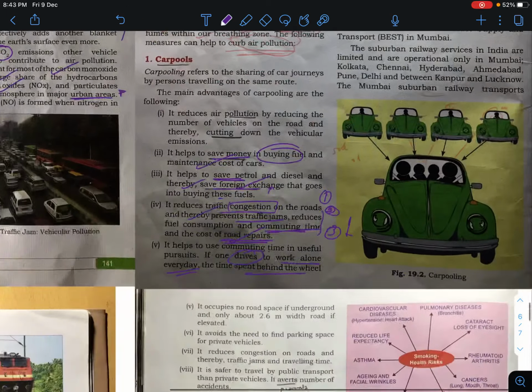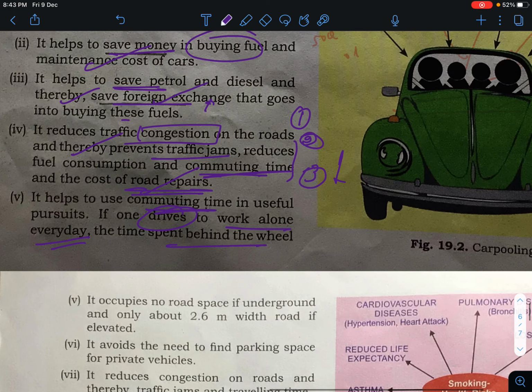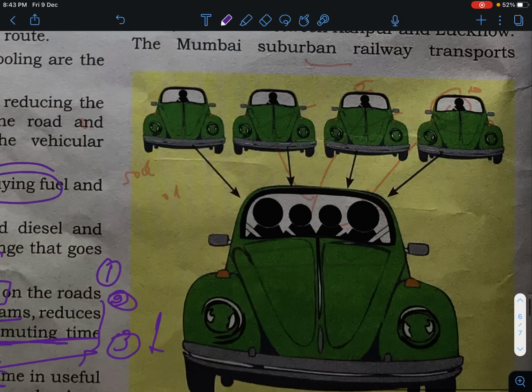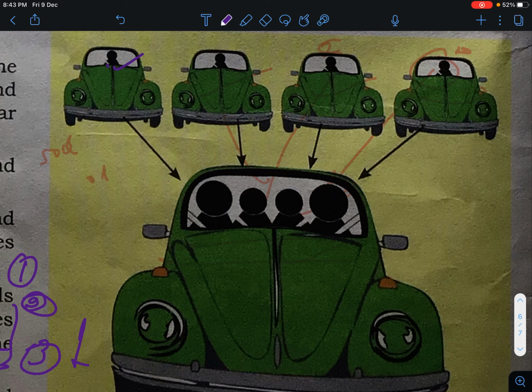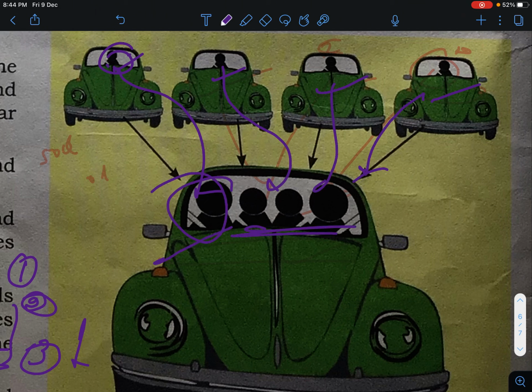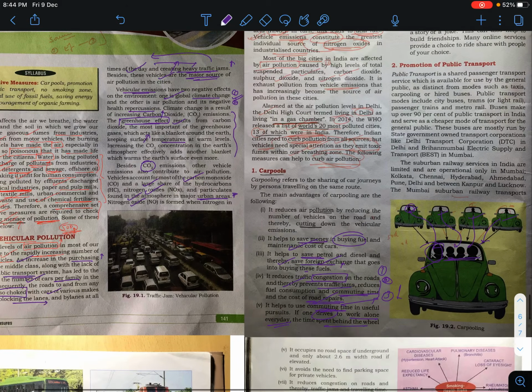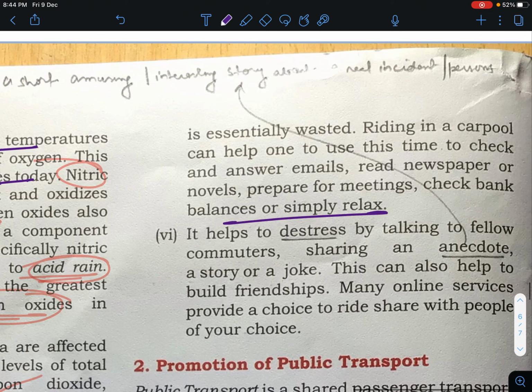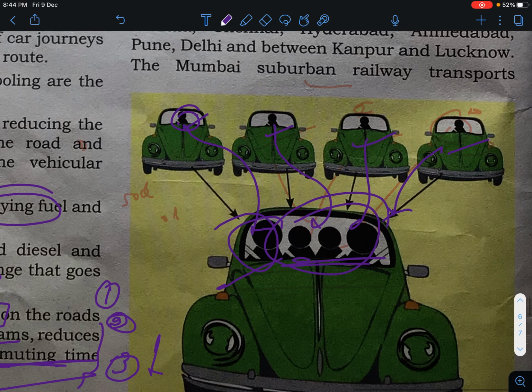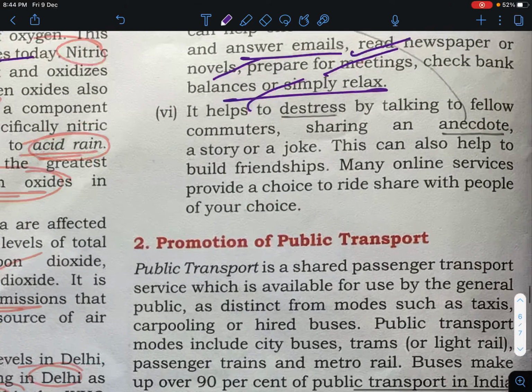Now, what is this? It is talking about commuting time, which we can use. Suppose we take this example. Suppose this person is driving his own car, this person is driving his own car, and this person is again driving his own car. If this person joins this car, only one car, then what is going to happen? Only one person will drive, and the remaining will spend the time checking and answering emails, reading the newspaper, novels, preparing for meetings, and simply relaxing. He does not need to focus on driving.